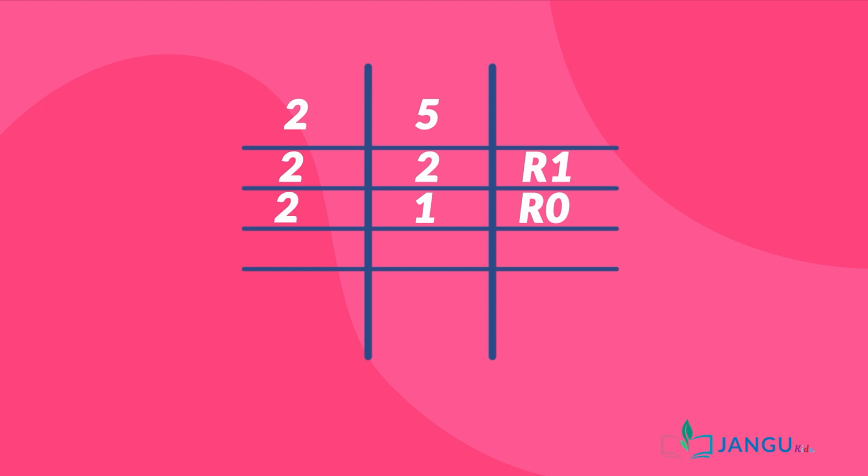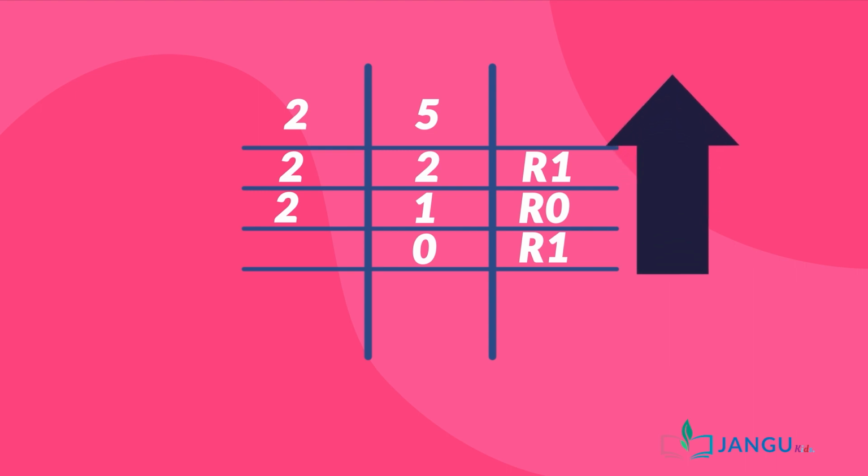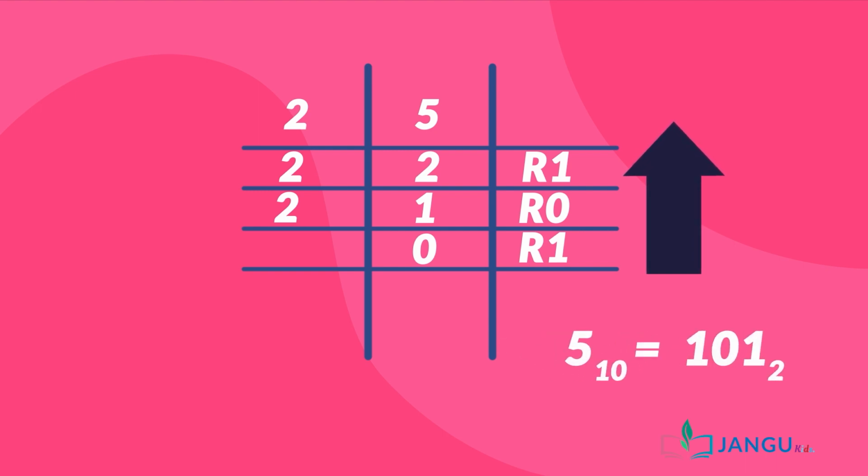Then we bring down our divisor 2. Since 1 cannot be divided by 2, we just put 0 and write the remainder of 1. And voila! We are done! Now, we write the remainders from the bottom to the top to get the binary equivalent of the decimal number. In this case, 5 base 10 is equal to 101 in base 2.